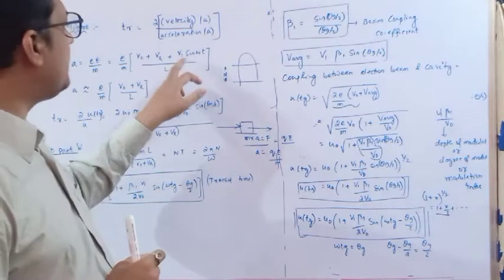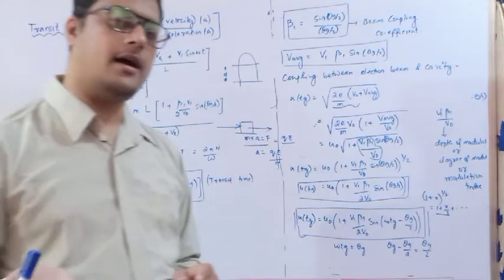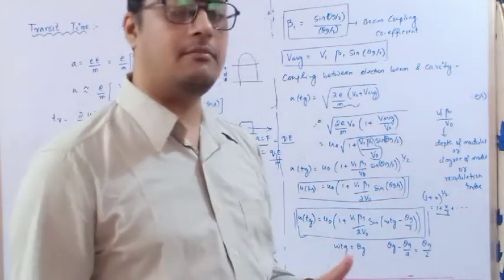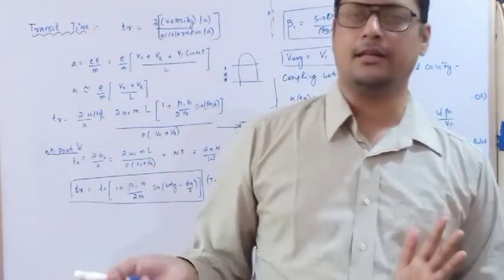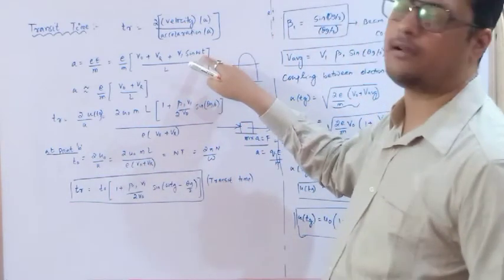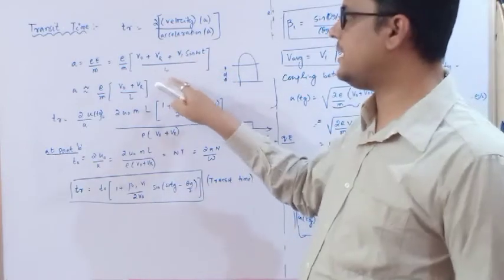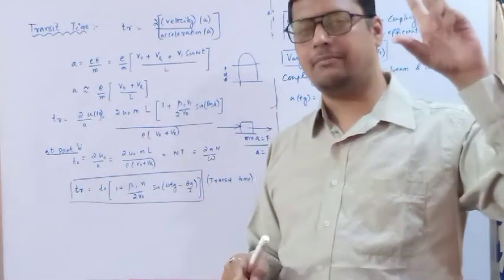The RF potential is V1 sin omega t, and we have considered that this RF potential is very small compared to the repeller potential and the DC beam voltage. So I am neglecting V1 sin omega t. And what is the distance? The distance is L. The electric field will exist in that particular region.